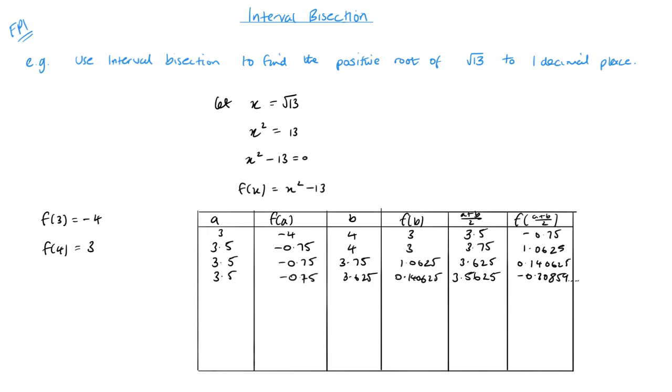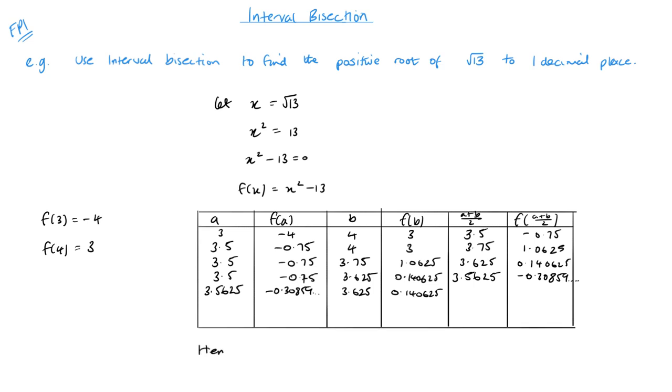So it's a negative value. The root must lie between this value and this value. I'll just put them in my table, although I don't really need to do it in my table any further: 3.5625, which is negative, and 3.625, which is positive. Both of these round to 3.6 to 1 decimal place. So now I'm complete.